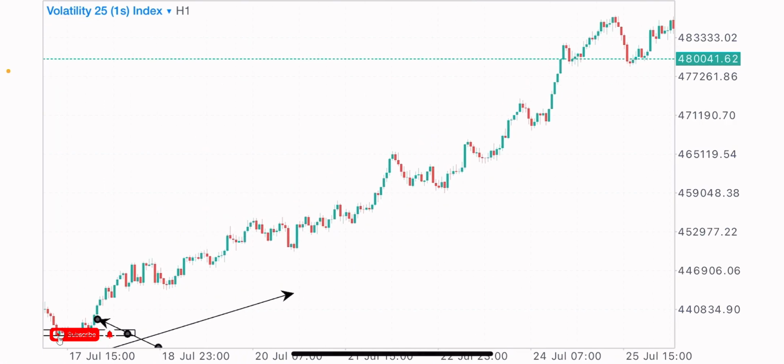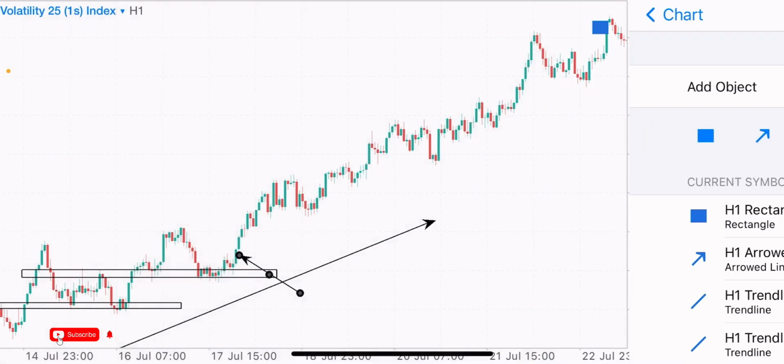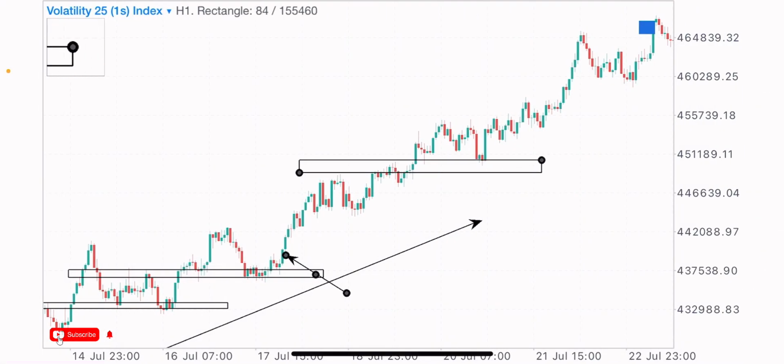Let's identify another level again. Let's identify another level of resistance that got broken. We have this level too as a resistance.